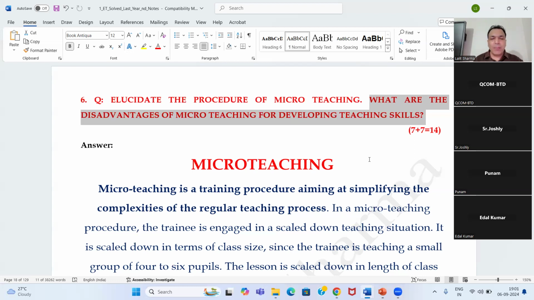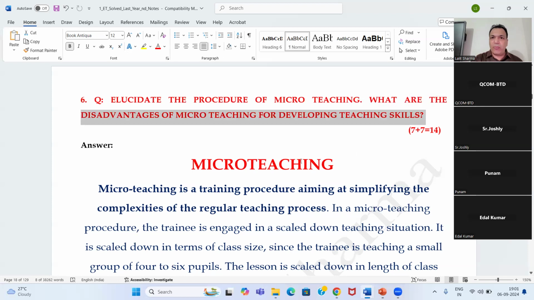It means you cannot mug up and give the answer if the concept is not clear to you. That's why I focus on the concept, and the rest of the material you can learn from the book or notes. This is the reason, when you are writing the paper, whatever I have focused on remains in your mind. Here, we have to learn what the disadvantages of micro teaching for developing teaching skills are.